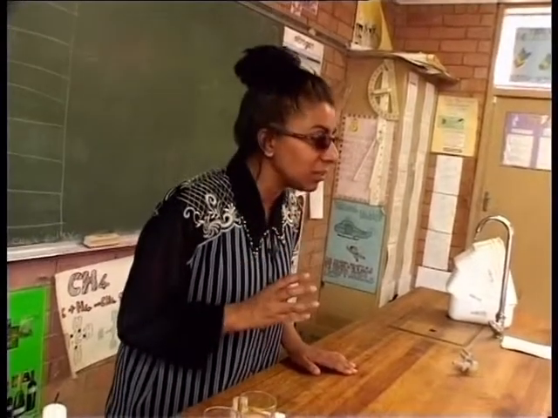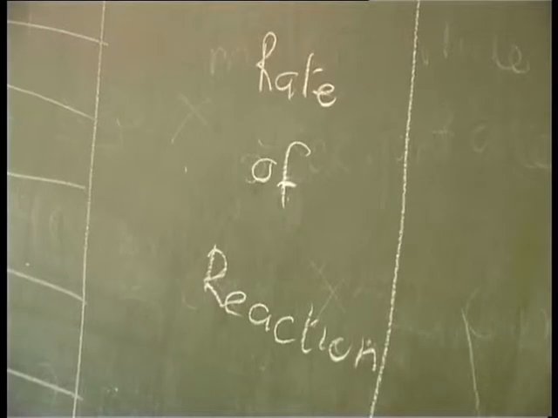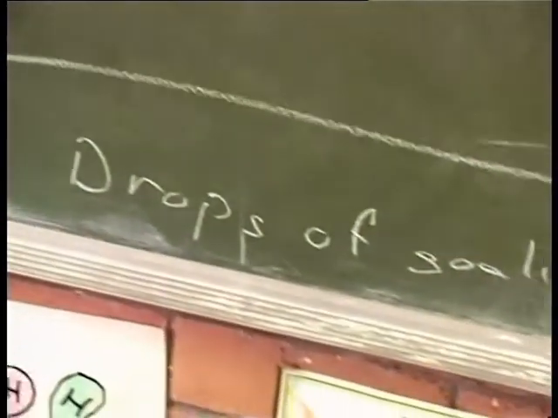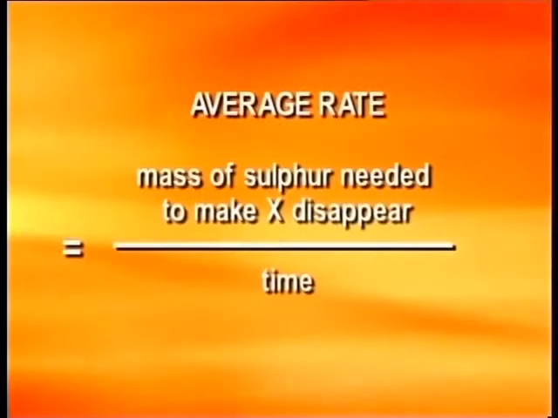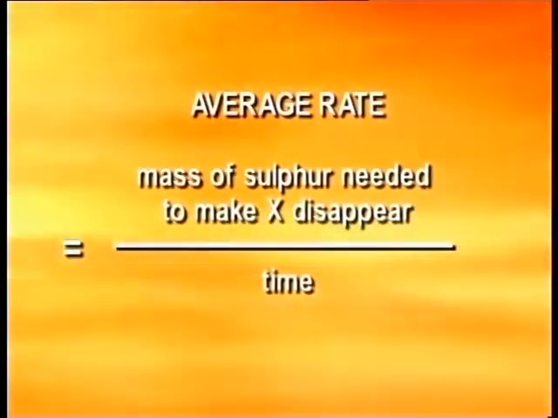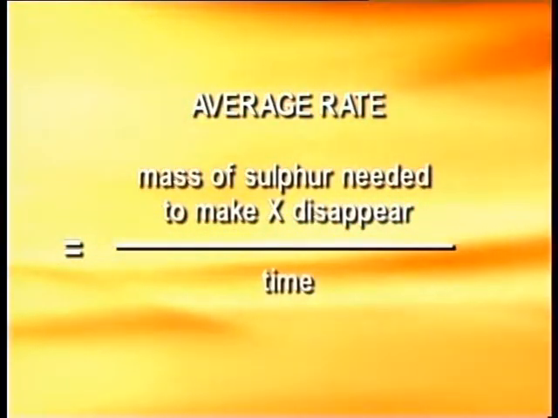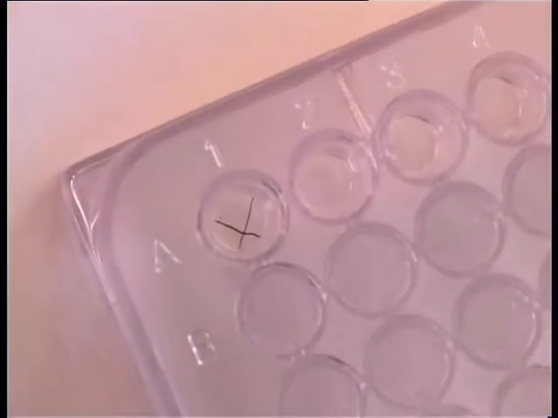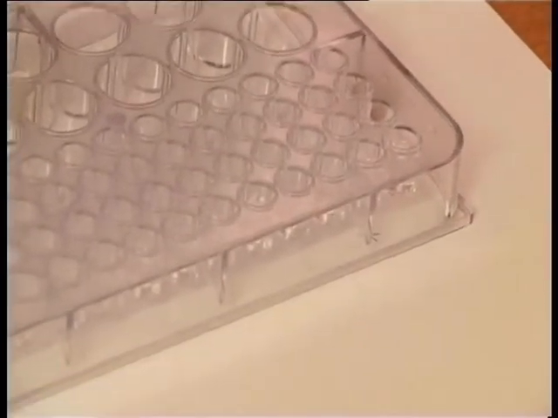Use your results and prepare a graph. Learners plot the graph showing the rate of the reaction on the y-axis and the number of drops of sodium thiosulfate solution on the x-axis. The formula used to determine the average rate is average rate equals mass of sulfur needed to make the X disappear divided by time. Notice that in the experiment, the same X was used. The same learner looks through the solution each time, and the height of the liquid is the same in each well. Hence, the expression 1 divided by time is a measure of the rate of the reaction in the solution.